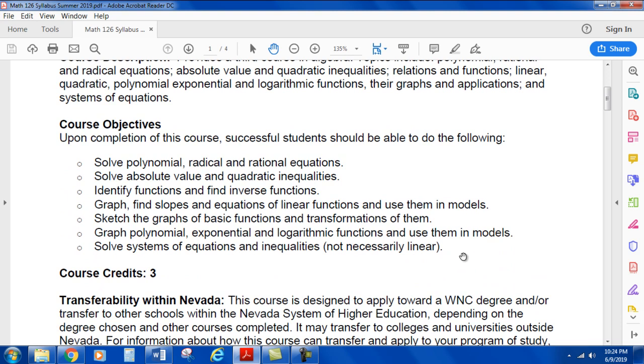Okay, course objectives. Upon completion of this course, successful students should be able to do the following: solve polynomial, radical, and rational equations, solve absolute value and quadratic inequalities, identify functions and find inverse functions, graph, find slopes and equations of linear functions and use them in models, sketch the graphs of basic functions and transformations of them, graph polynomial, exponential, and logarithmic functions and use them in models. That's my favorite chapter. Solve systems of equations and inequalities not necessarily linear.